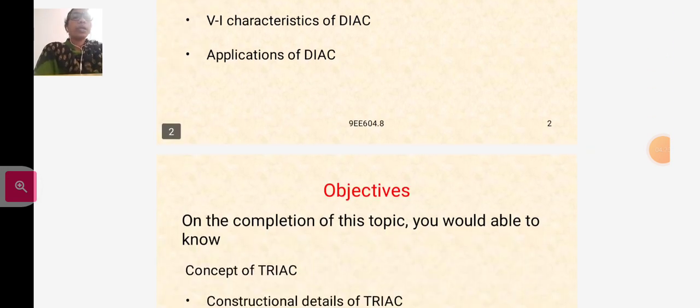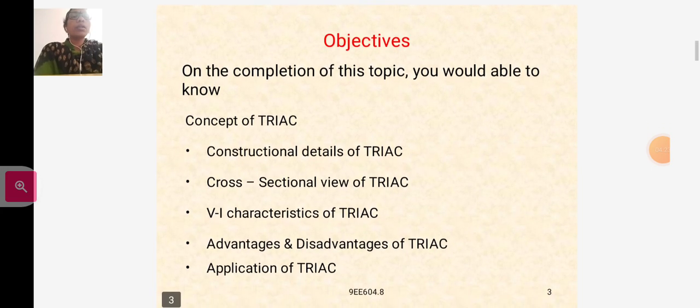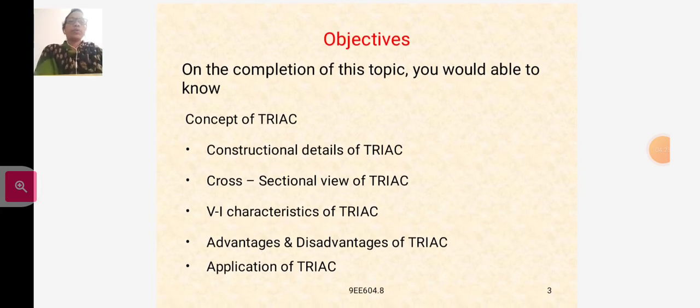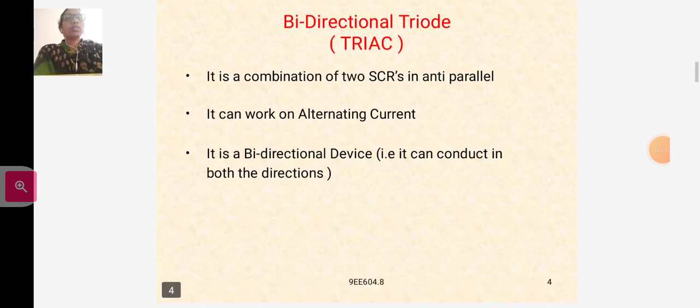Now, today our main topic is the triac. Today we are going to discuss the constructional details of triac, the cross-sectional view of triac, VI characteristics of triac, advantages and disadvantages of triac, and finally the applications of triac. So, what is a triac?